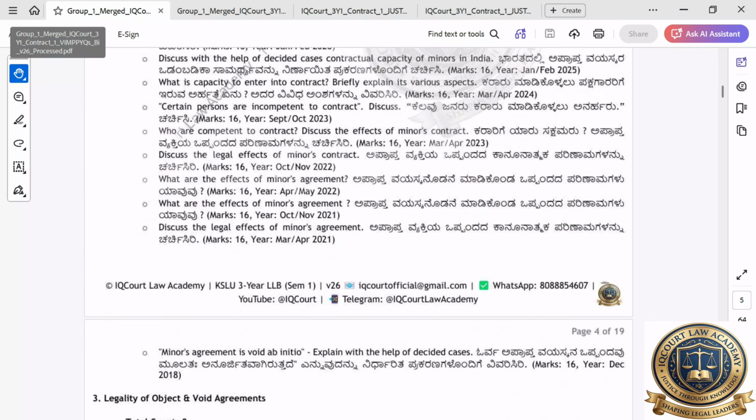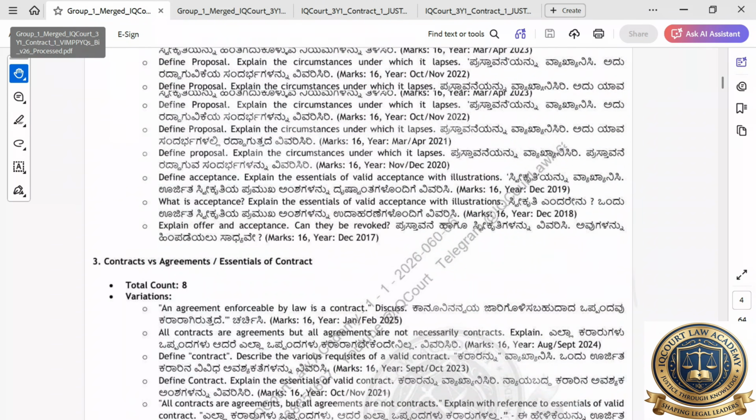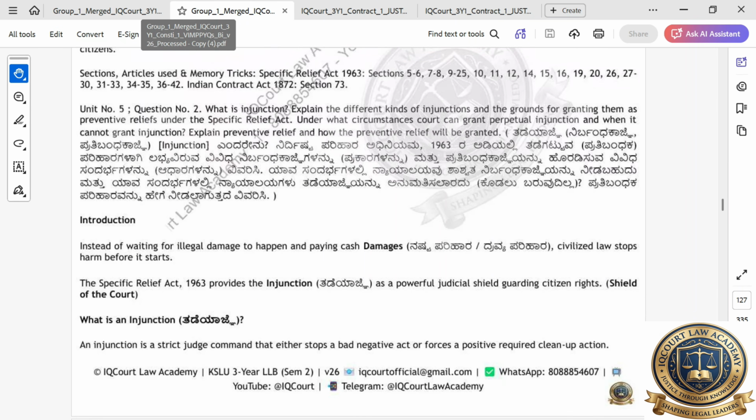You will come and tell me. You will get the same questions. Whatever I discussed right now, whatever I explained in the study material, you will get the same questions in the exam. That is the guarantee, the promise we are making to our students. That is the effort IQCourt Law Academy has put in to help KSLU students succeed in their law career. We have made long notes, short notes, last points, everything.